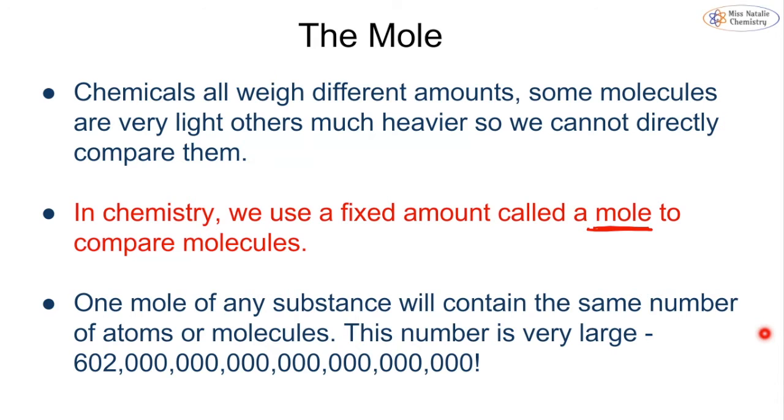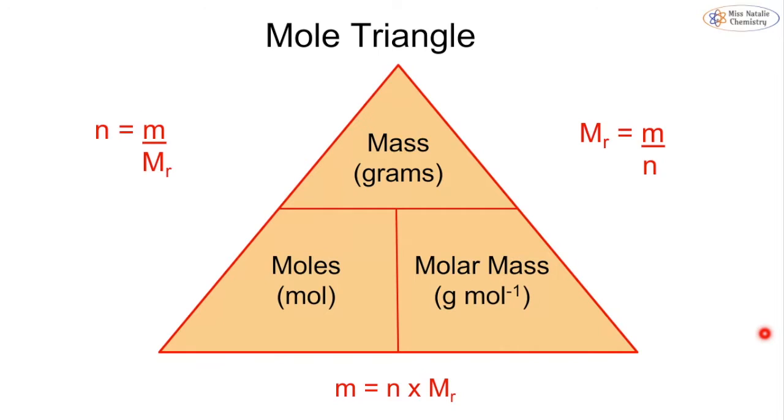And 1 mole of any substance is going to contain the same number of atoms or molecules, and the number is very large, you can see that there, and it is 6.02 times 10 to the 23. So 1 mole is Avogadro's number. If you have that Avogadro's number of particles, you have 1 mole. And we can use this concept to then calculate the mass or the number of moles or the molar mass of a substance. So you've met this triangle back in IGCSE.